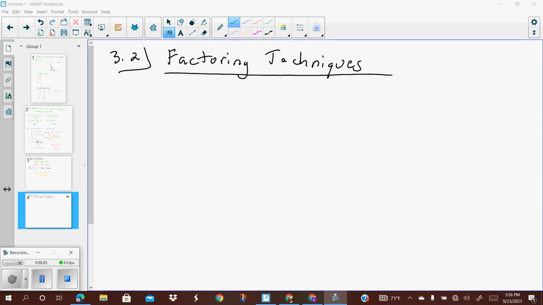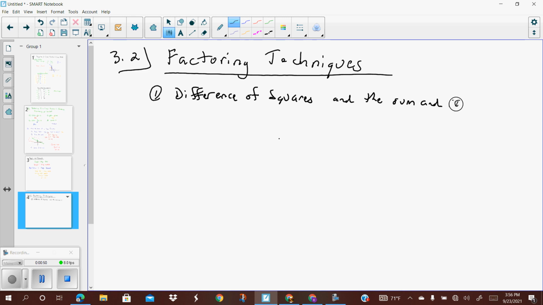So we're going to be going over factoring. I'm not even going to write the word because it's all factoring. We're going to factor the difference of squares and the sum and difference of cubes. So that's one thing we're going to do.